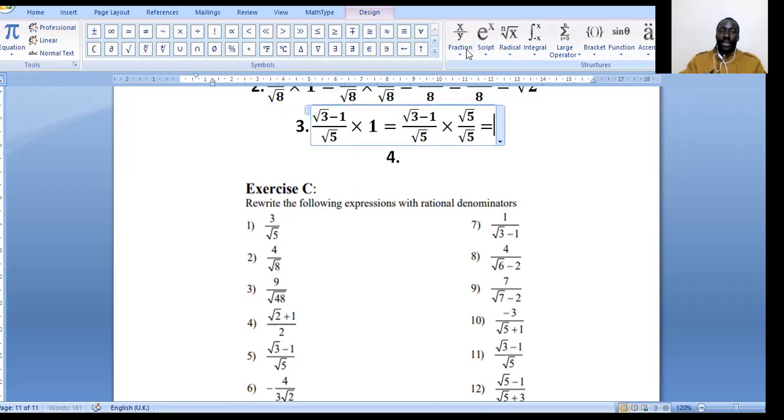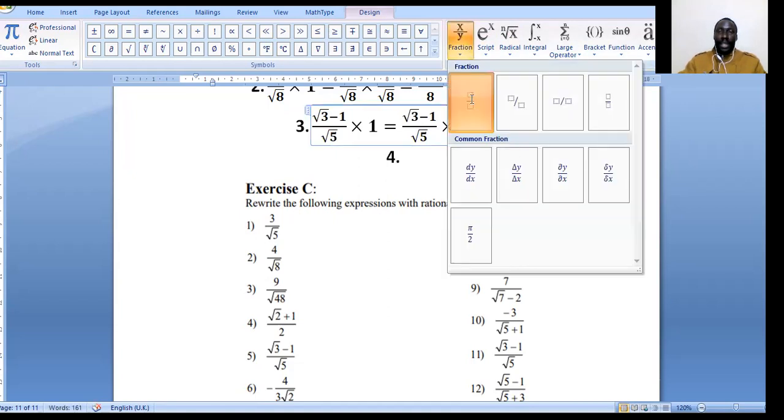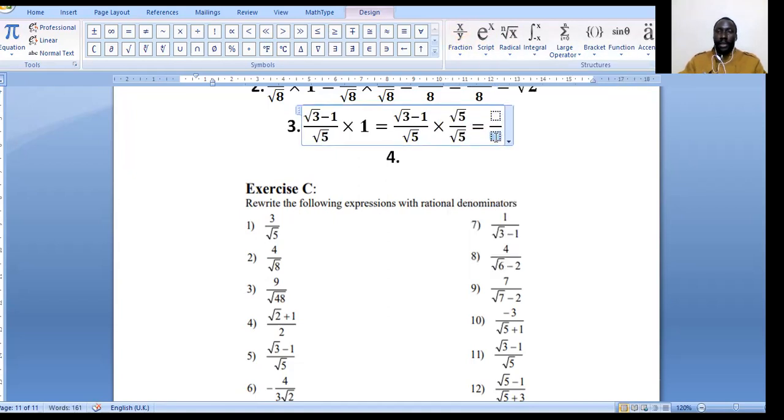So what would be the next step? Well, in the next step, the denominator will be 5 because the square root of 5 times the square root of 5 is the square root of 25, which simplifies to 5. Now this square root of 5 times square root of 3 is square root of 15. So we would like to write that as square root of 15. Okay, then now minus 1 times square root of 5 is what? Is square root of 5.